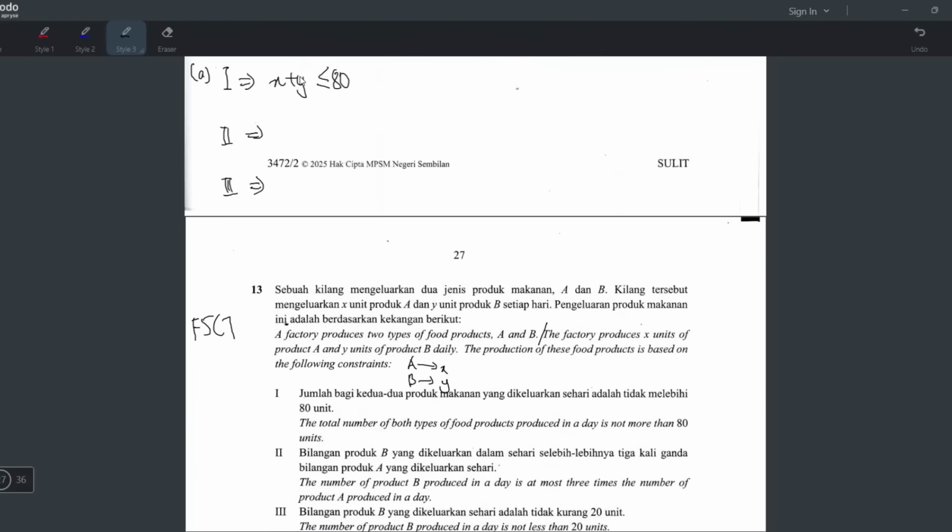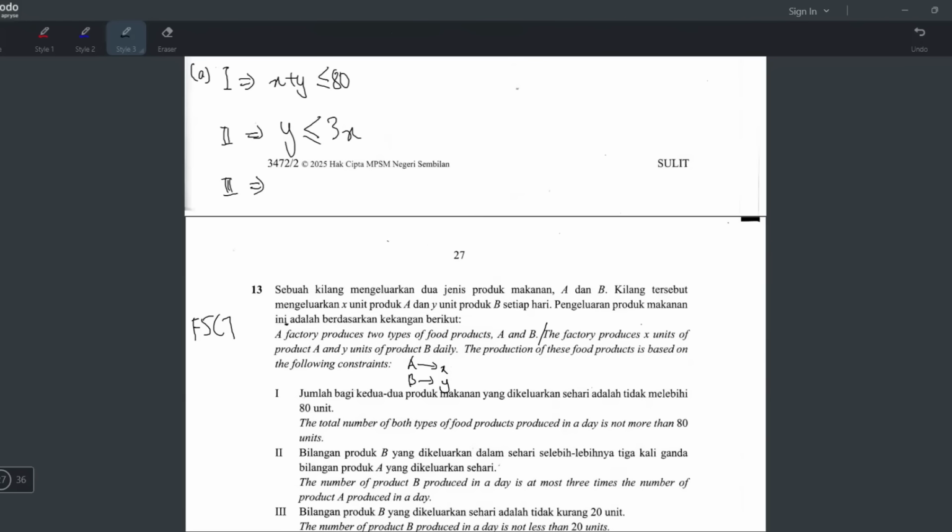Okay, number two. The number of product B produced in a day is at most 3 times the number of product A produced in a day. Alright, number of product B is y. And then at most, the symbol is smaller or equal to, 3 times the number of A is 3x. And if the y is already positive on the left side, I will not change anything, I will just leave it like that.